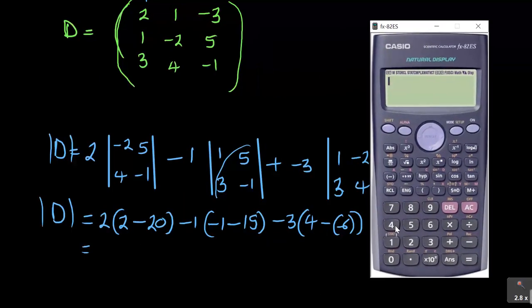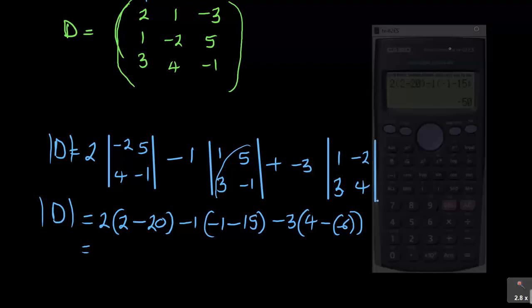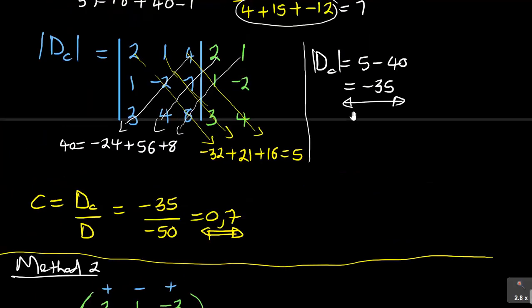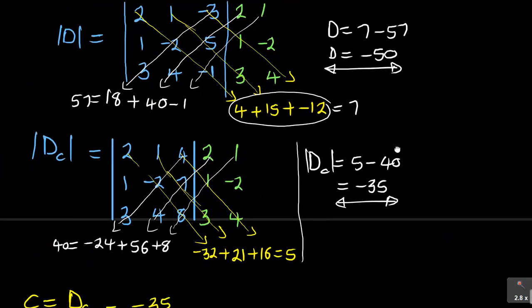I will have, in this case, 2 into 2 minus 20, minus 1 into negative 1, negative 15, minus 3 into 4, minus negative 6. If I do that, you can see it's giving me D is equal to minus 50. So I've got minus 50 as my D, and if you still remember, that is what we got as our D. In this case, it was minus 50.